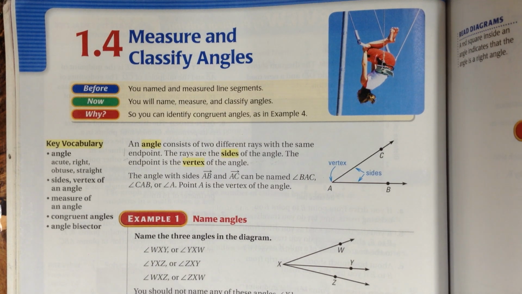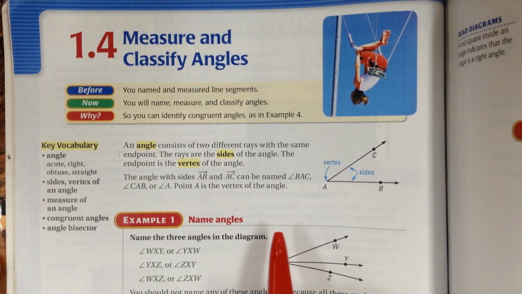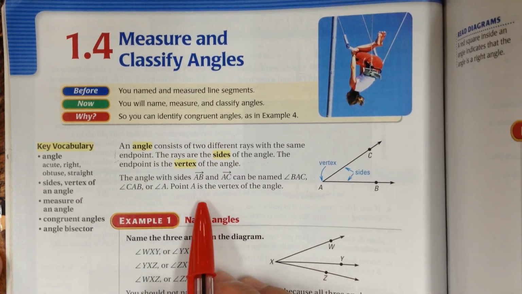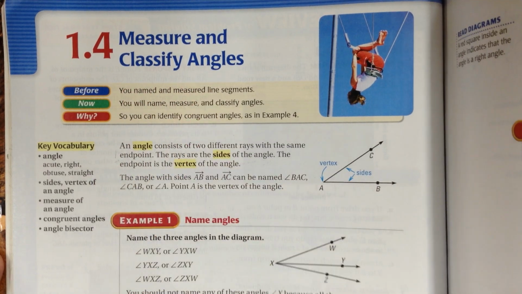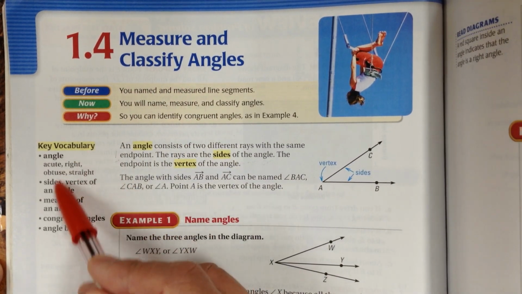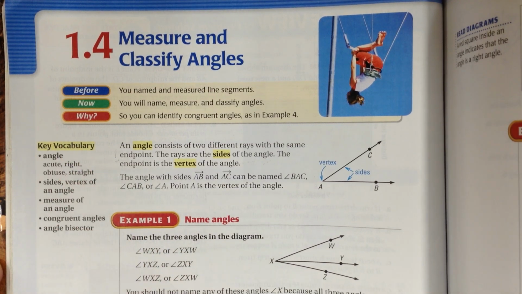Let's go to page 24. This is lesson 1.4, and the objective of this lesson is to learn about measuring and classifying angles. Okay, so again, here are some key vocabulary that you should learn as we go through the lesson.